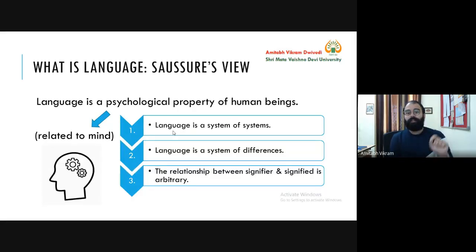Saussure, they also highlight the essence of Saussurean works. So you need to understand them with proper examples, and you need to know who has said what. So here in this case, language is a system of systems, language is a system of differences. The relationship between signifier and signified is arbitrary. These statements are made by Ferdinand de Saussure.